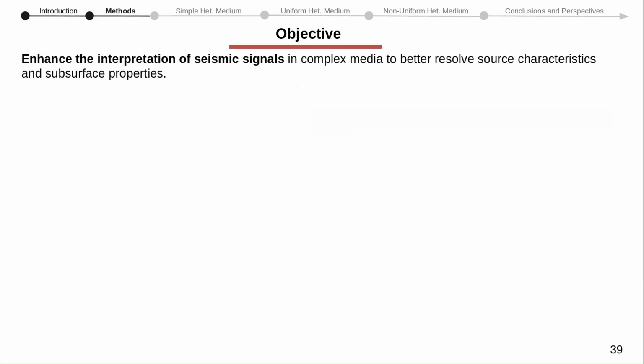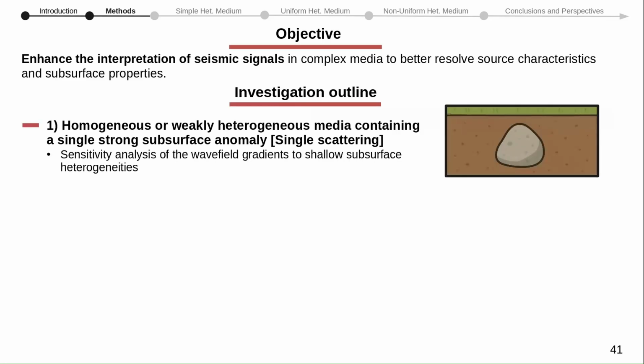Just to remind, the objective is to enhance the interpretation of seismic signals that have been propagating in such complex and heterogeneous media, to better resolve source characteristics and subsurface properties. Now we can take a look at the investigation outline. First, we will start our study by studying the scattering process in a homogeneous or weakly heterogeneous medium containing a single strong subsurface anomaly.